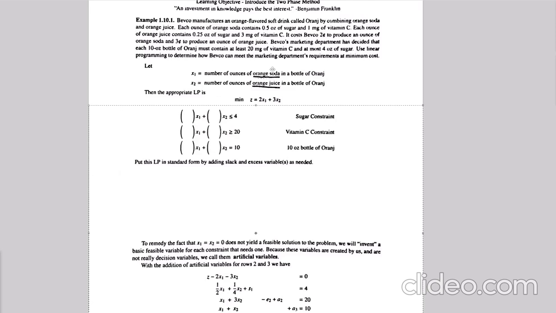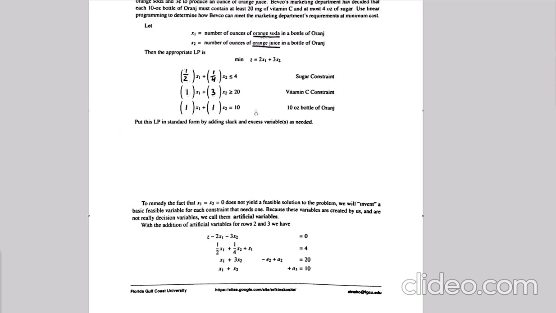So the sugar constraint, where x1 is soda, it's 1/2 ounce of sugar, and the juice is 1/4 ounce of sugar. So put those in there, and then we need to be greater than or equal to a total of 20 milligrams of vitamin C. So the soda x1 contributes 1 milligram, and the juice contributes 3 milligrams. And then, of course, the bottle needs to be 10 ounces. So it needs to be 10 ounces total between all the ounces.